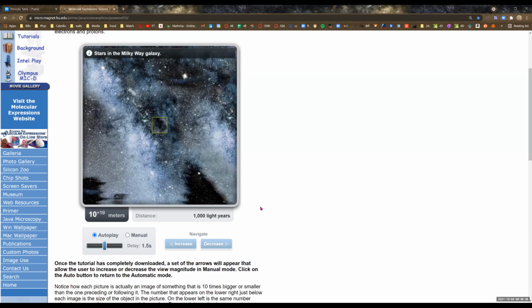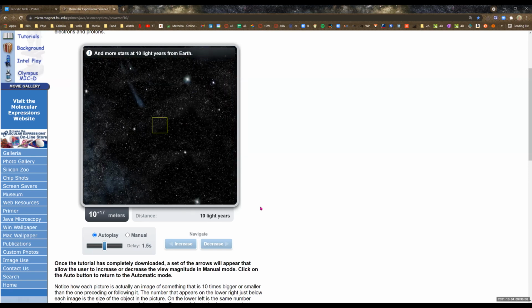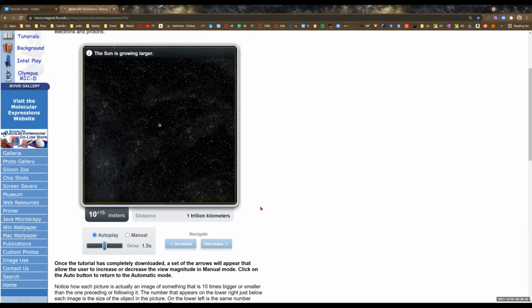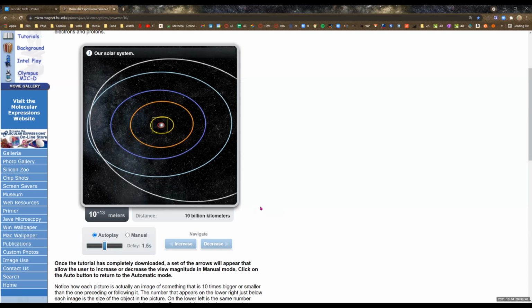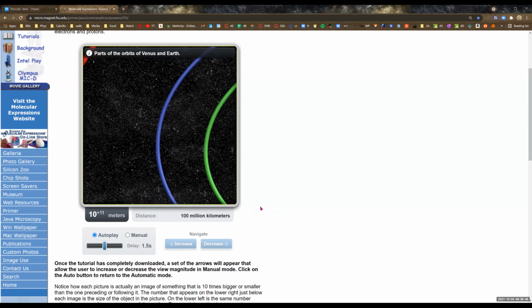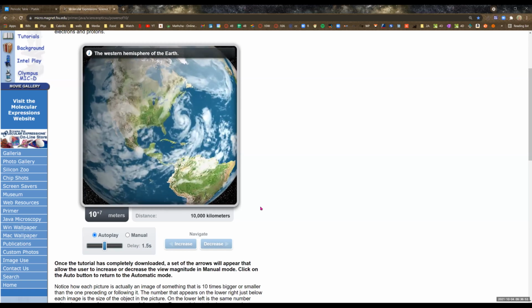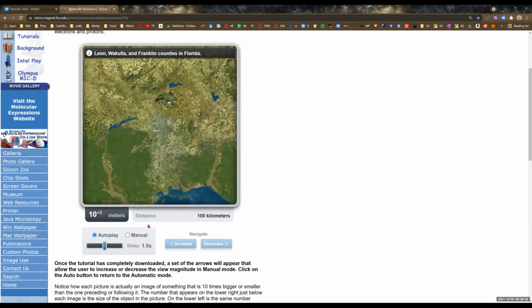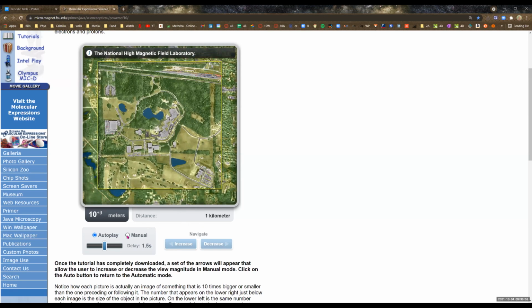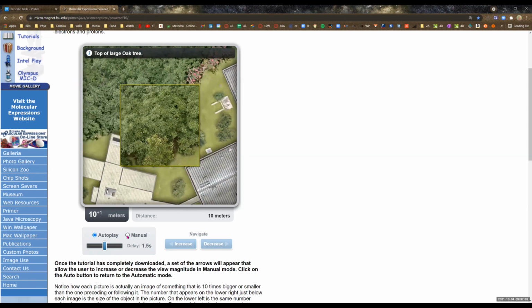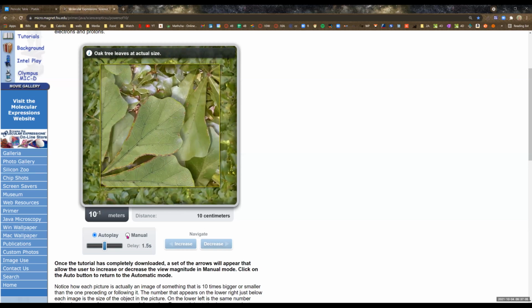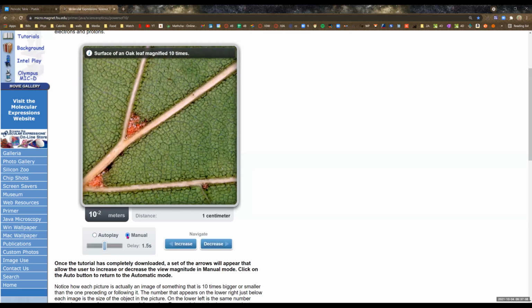So now you're in the Milky Way. Now they're looking for the solar system. Now they're going to focus on Earth. And this is where we really are starting to look at this thing. So now you're looking at the surface of a leaf.